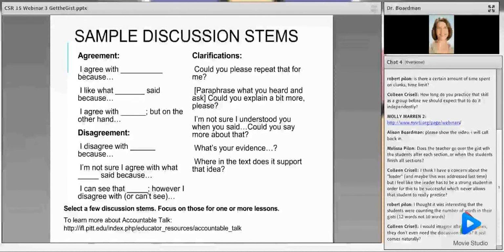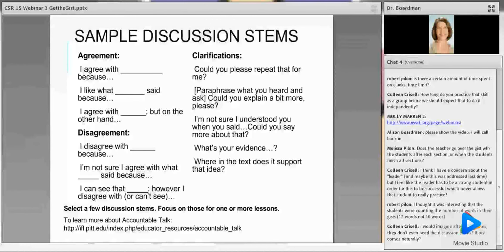And Colleen is asking, I would imagine that after a few times, they don't really need the discussion stems. It just comes naturally. I think that's true, and I also think that certain kids and classes and schools are more comfortable with discussions than others. And so you can really focus. If kids are really great at certain aspects of discussion, then they may not need or use those discussion stems. But there might be something that you would like them to work on.